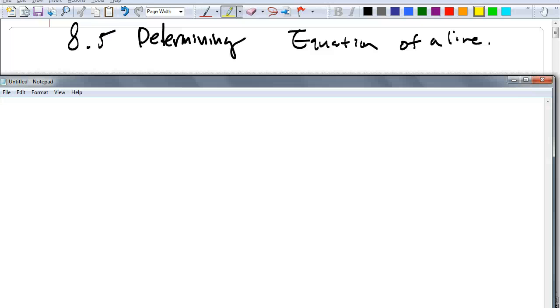So today we're going to talk about determining the equation of a line. They're going to give us some information, right? And we have to then figure out what the equation of this line is, okay? So let's start.